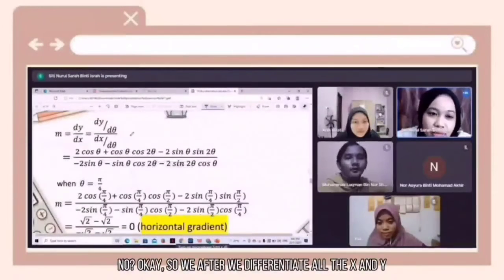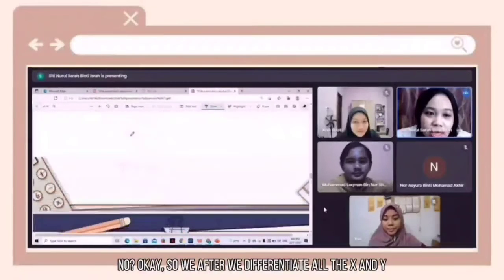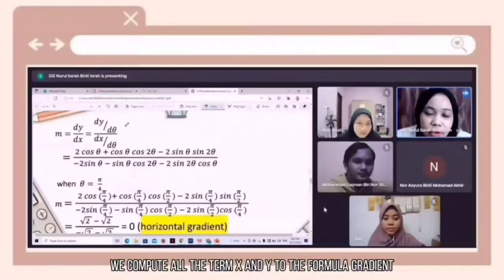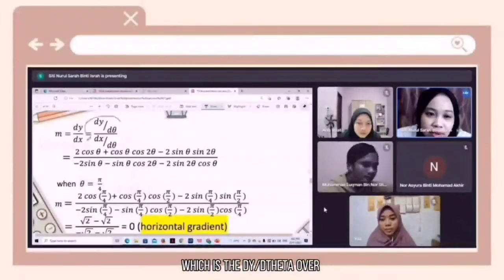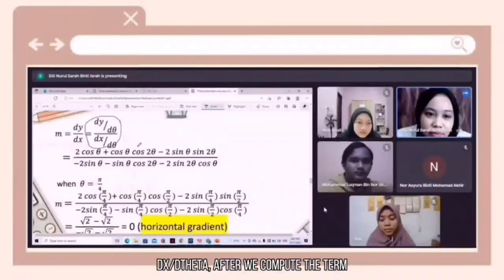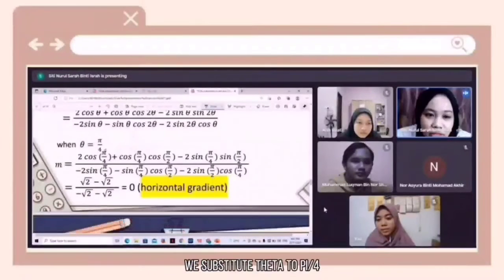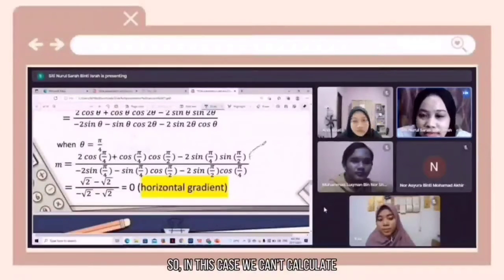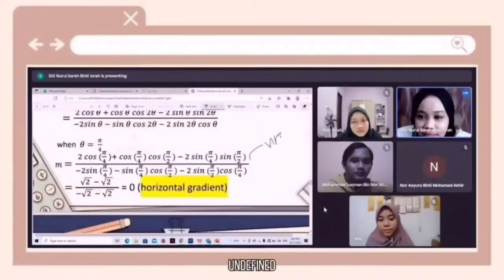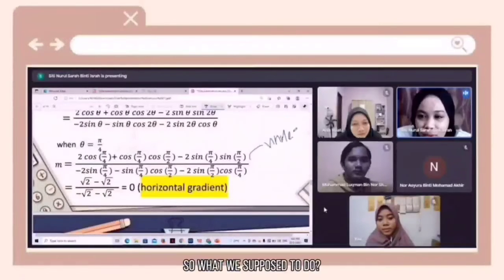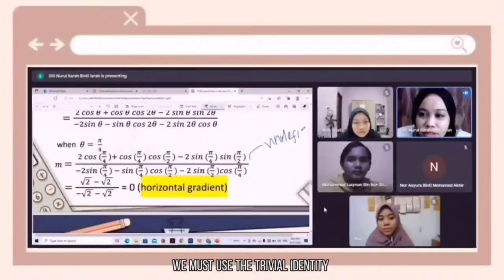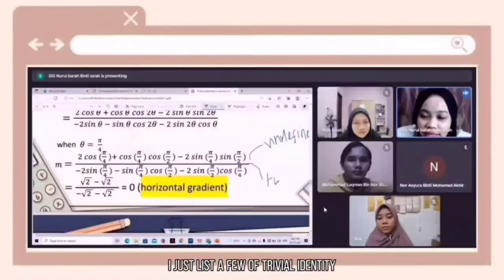No, okay. So after we differentiate all the x and y, we compute the terms into the gradient formula, which is dy over d theta over dx over d theta. After we compute the terms, we substitute theta to pi over 4. In this case, we cannot calculate directly because we get undefined. So what are we supposed to do? We must use the trivial identity.